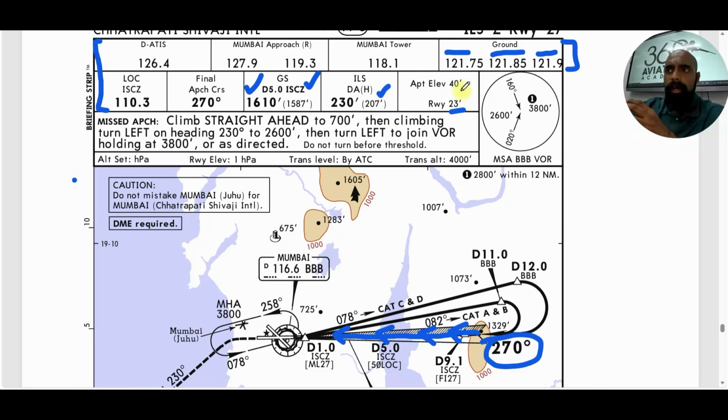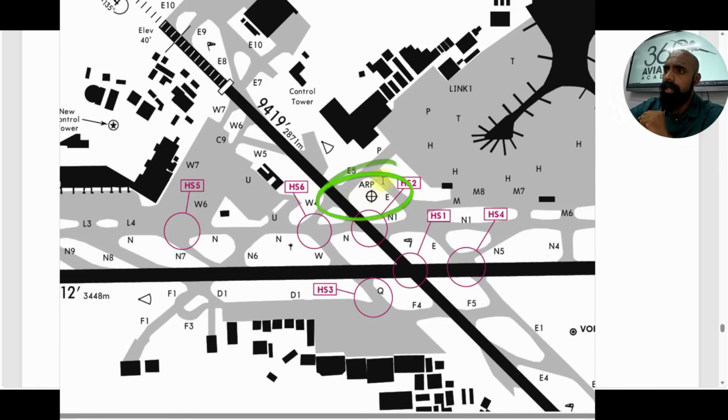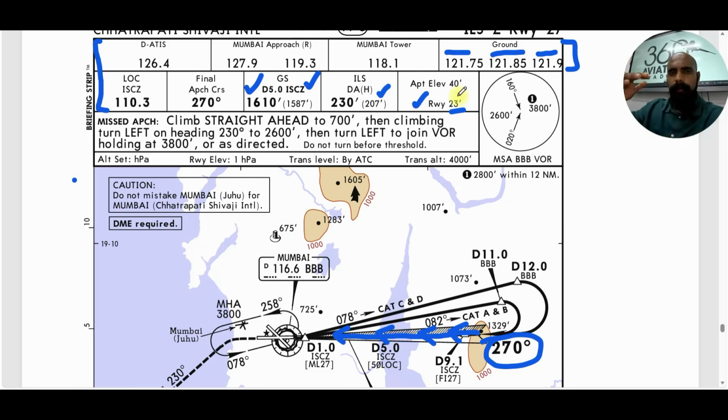You have the airport elevation. This is set from your airport reference point, and this is from your runway threshold. That's why it's slightly different, because the airport itself may have different points of elevation above sea level. So that's why there is a slight difference. This is from the runway threshold, 23 feet, and this is the elevation above sea level from the airport reference point, the central point of the airport.